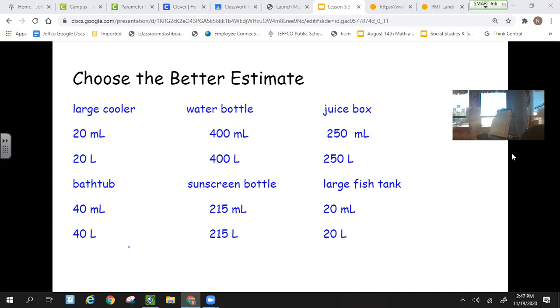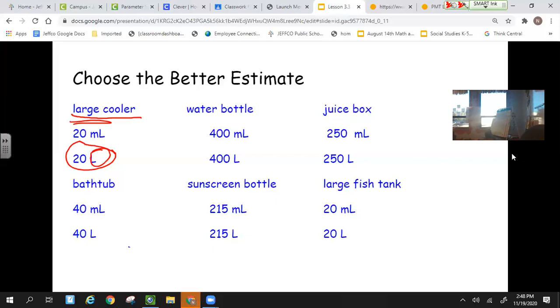All right. Elena, which one do you think and why? I think it's 20 liters. That's correct. Give me a thumbs up if you agree with her. All right, how do you know? What are you filling? A large what? A large cooler. The fact that it says large tells me I want the larger unit.